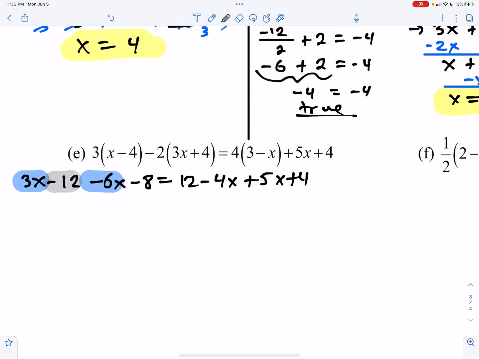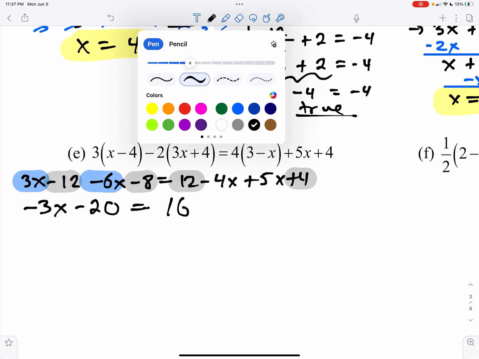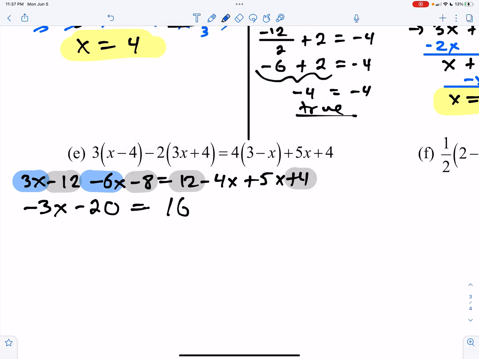So 3x minus 6x is negative 3x, and negative 12 minus 8 would be minus 20. Okay, and on the right side, we have 12. So again, I've got my numbers. 12 plus 4, that's going to be 16. And then I have negative 4x plus 5x. Well, negative 4x plus 5x would just be positive 1x, so plus x.